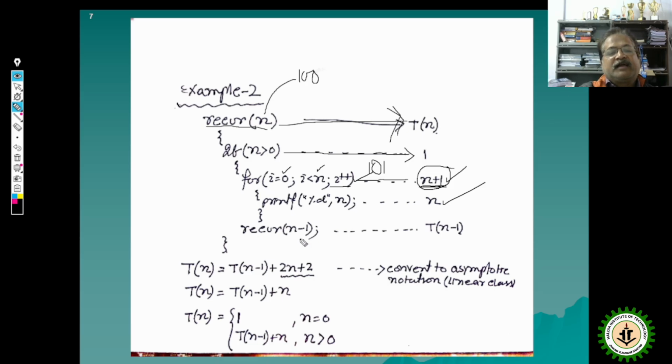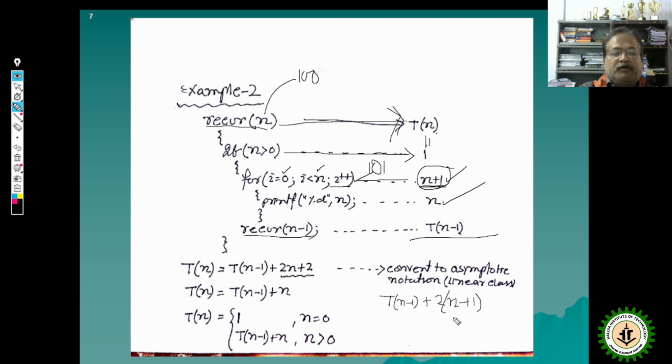Now again it is recurrence n minus 1. Similarly I call it as a recursive. So here it is T(n minus 1). So this T(n) is equal to what happens? T(n minus 1) plus 2n plus 2. All of you agree with me? That means T(n minus 1) plus 2 into n plus 2, n plus 1.